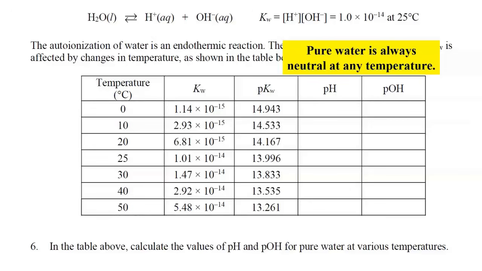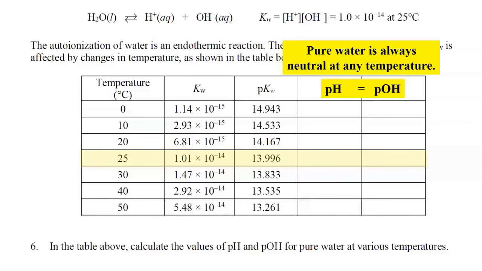And the reason why pure water is always neutral is because the concentration of H plus is equal to the concentration of OH minus. Therefore, pH equals pOH. Now, to give you a reference point, let's focus on the temperature of 25 degrees Celsius. So we see that at 25 degrees Celsius, the approximate value for the Kw is 1 times 10 to the negative 14. And the approximate value for the pKw at 25 degrees Celsius is 14.